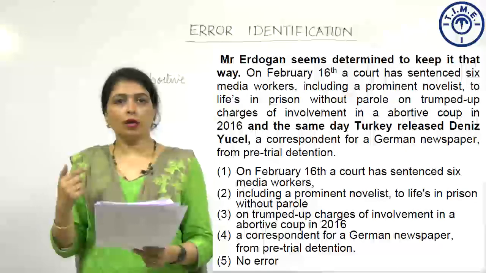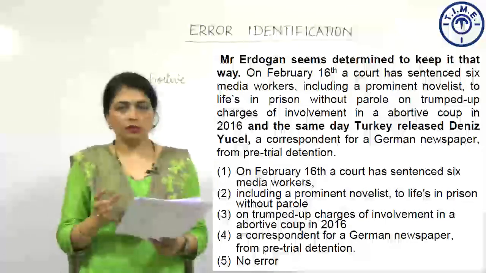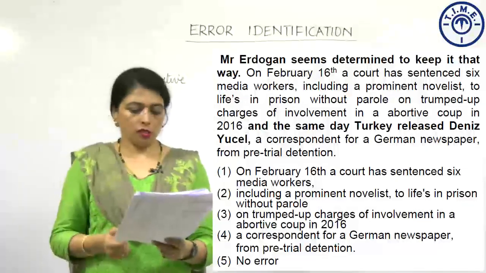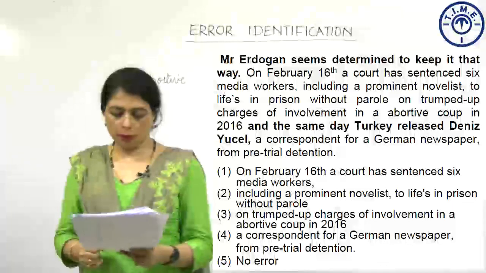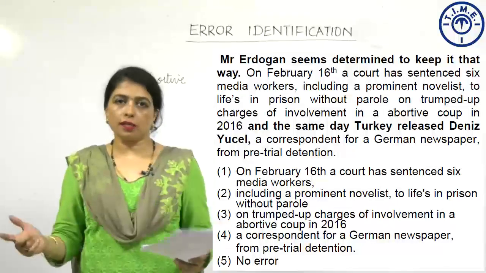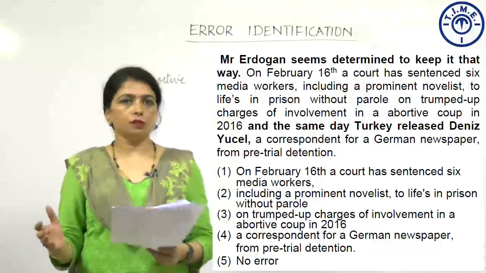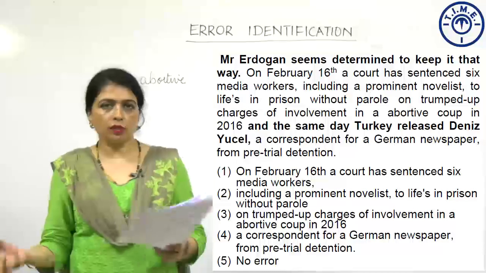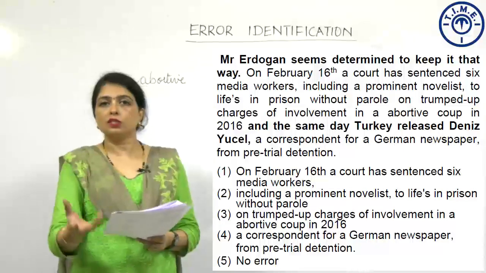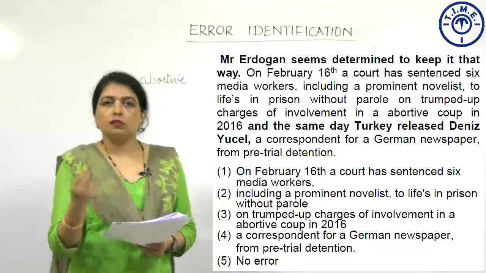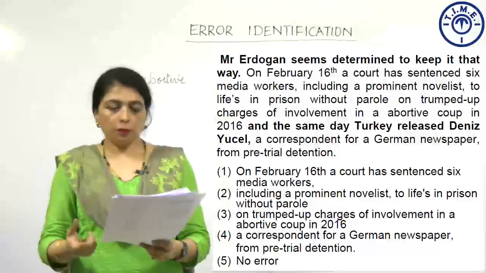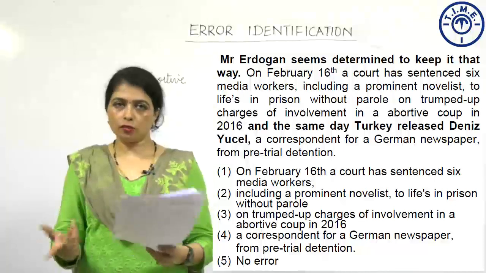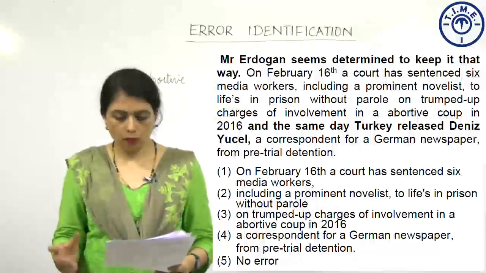Fine. So, 1, 2 and 3, all these parts have errors in them, which I have discussed with you. Let us look at the fourth part now. "A correspondent for a German newspaper from pre-trial detention." There is nothing wrong in this part. Each of the parts of speech in relation with the other is absolutely grammatically and logically correct, which means this is our option, which is to be marked as correct. Fine. So, we mark it as the correct choice and this brings us to the end of the session.